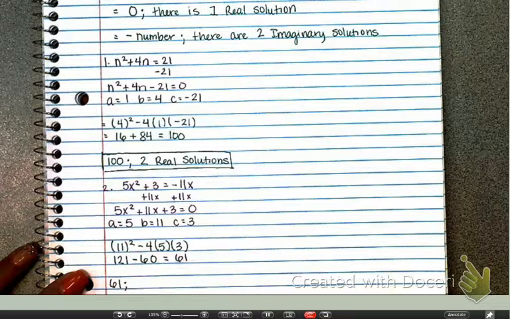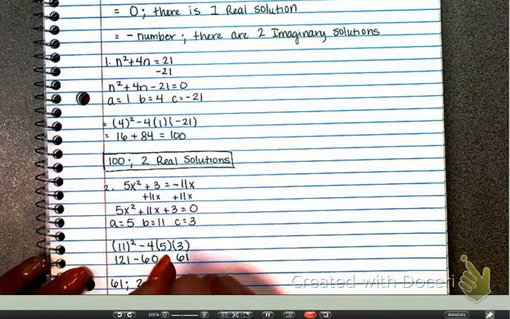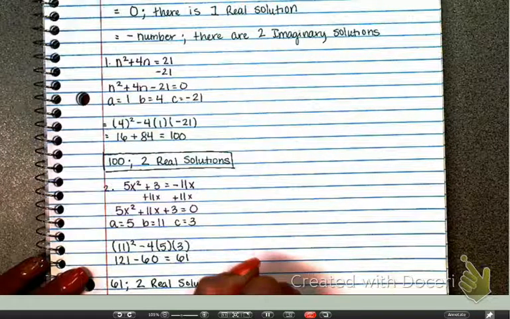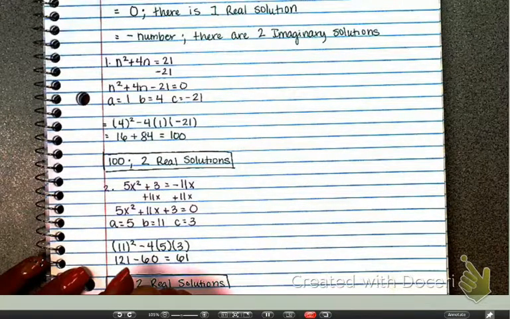And how many solutions am I going to have? 2 real solutions. Okay, you need to make sure you have the word real in there.